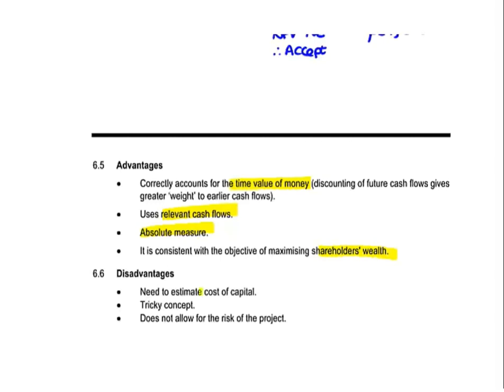The disadvantages are that you need a cost of capital, and fortunately it's beyond the scope of F2 to calculate that cost of capital. That comes later in your qualification. But it is a tricky concept, and it doesn't allow for all of the risk of the project.